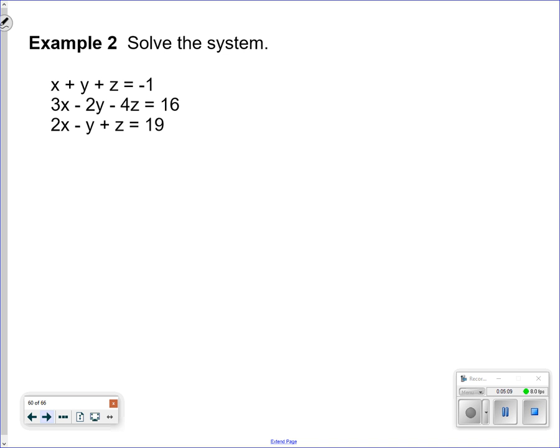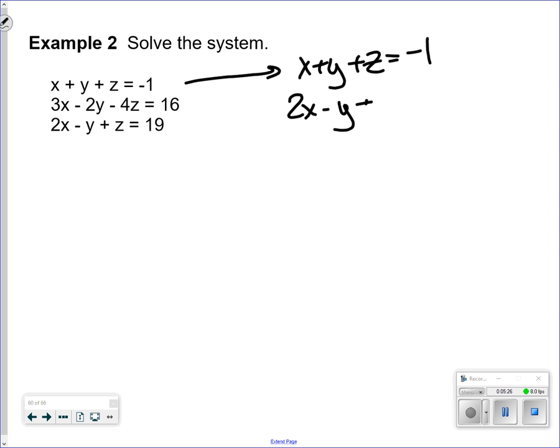Next, I want to pick a letter to eliminate. To be honest with you, I always do elimination with this. I never try to do substitution. It's very complicated. So let's say I took the first equation and the third equation and got rid of y.